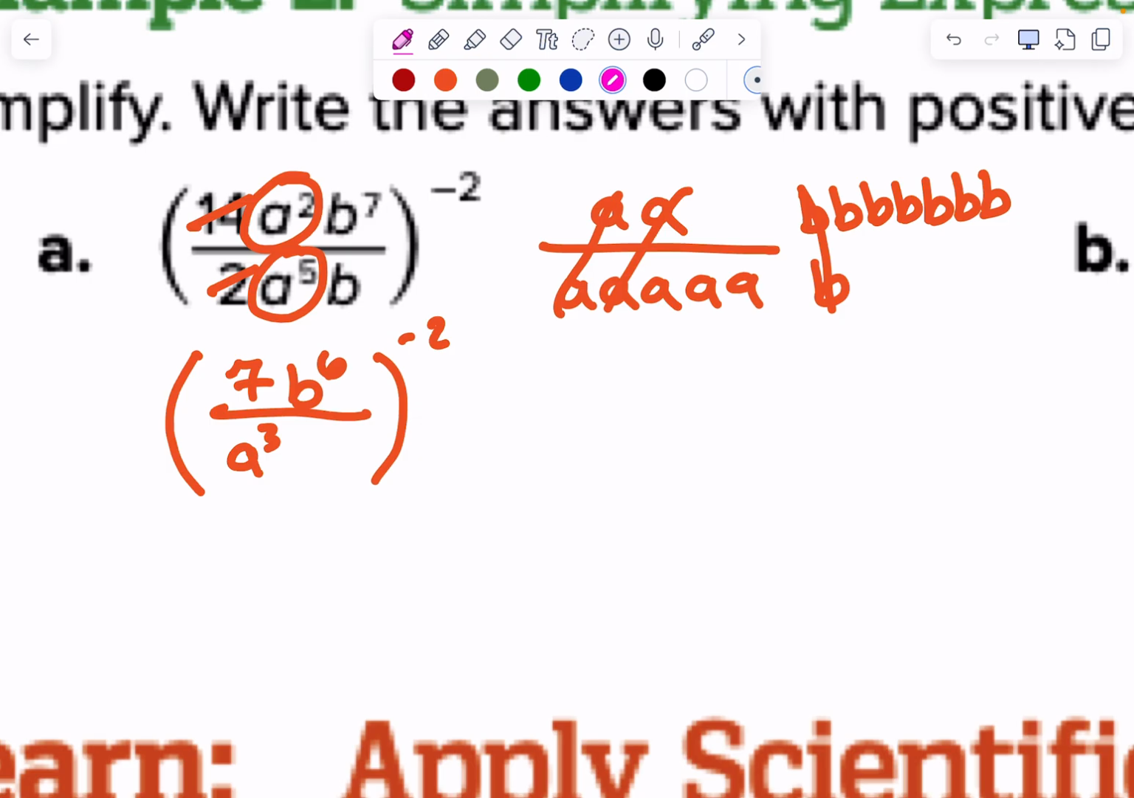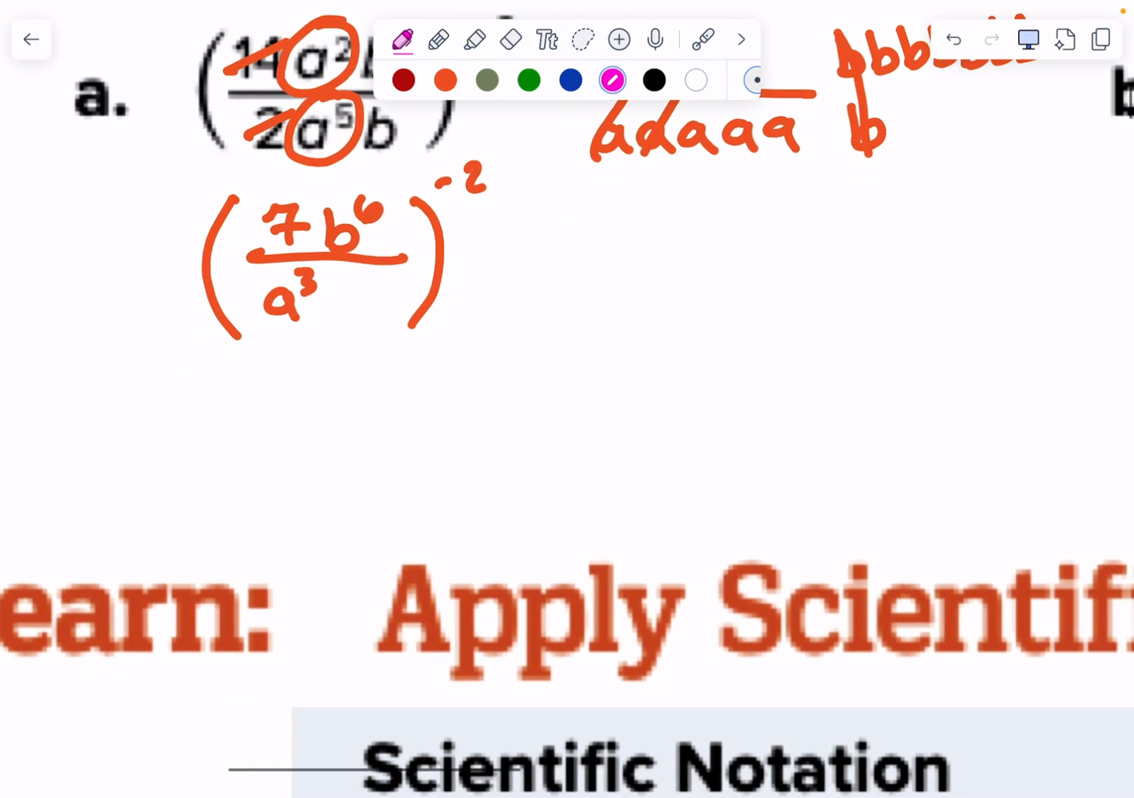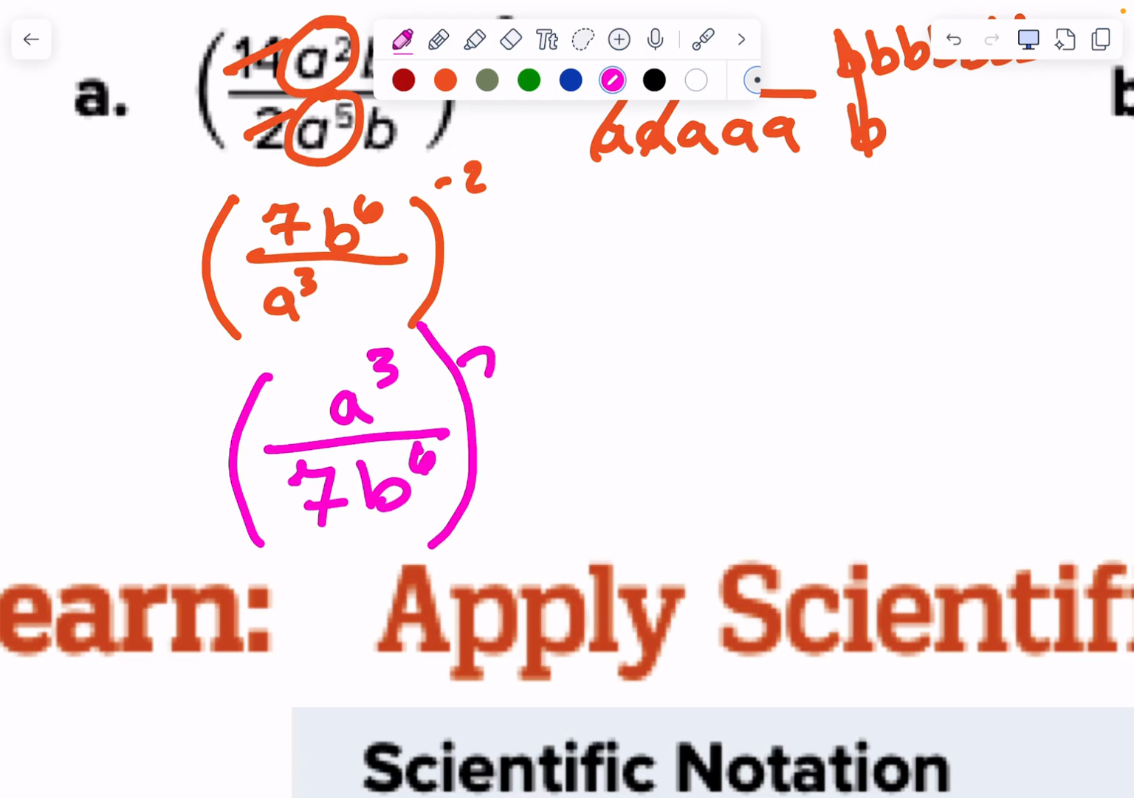Okay. We want to deal with the negative 2. I do not want to distribute the negative 2 through. I want to get rid of a negative exponent. So here's the deal. When you have a negative exponent, they flip-flop. So, let's do this. I'm going to make this a cubed over 7b to the 6th power, and now it is to the positive second. Does that make sense? So I flip-flopped it. Now I don't have to worry about any negatives. Okay? Now I'm going to distribute the 2 through.